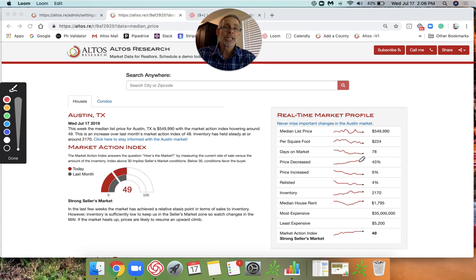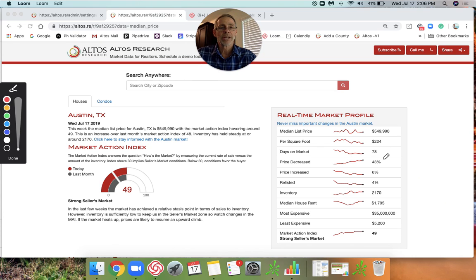Now, two key statistics. These are statistics that MLSs don't typically track, and these are, for the most part, exclusive to Altos because other companies just don't track these. One of them is this one right here, and that is what percentage of the active listings have reduced their list price. This is really, really critical to help set the tone with your clients.